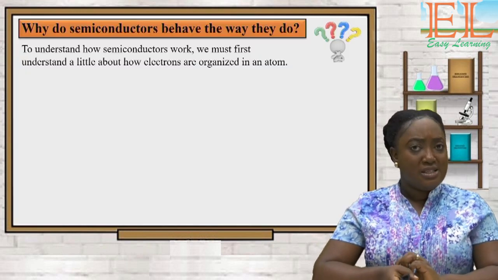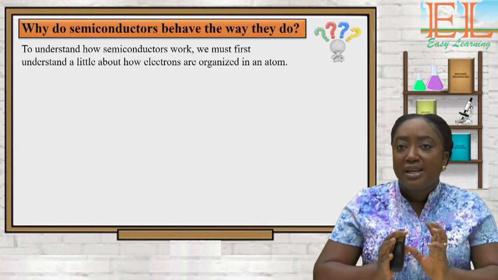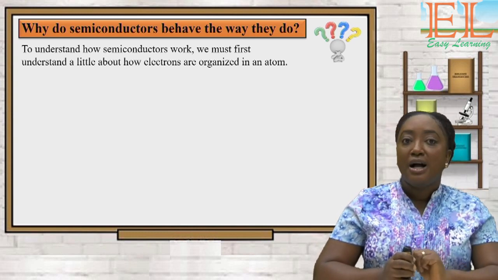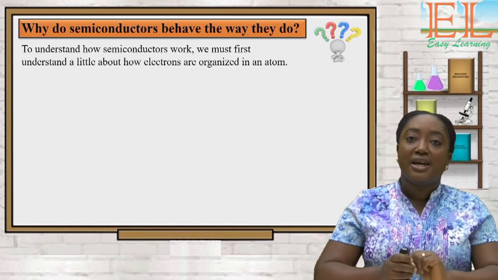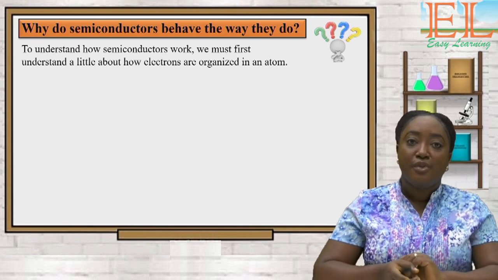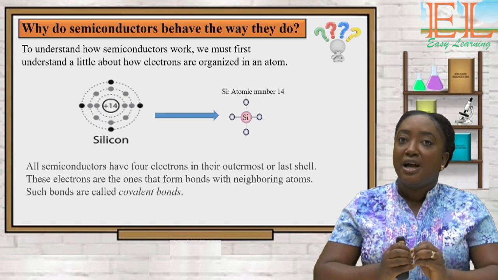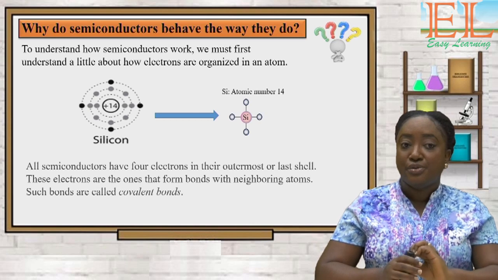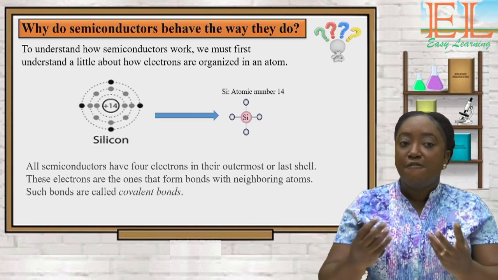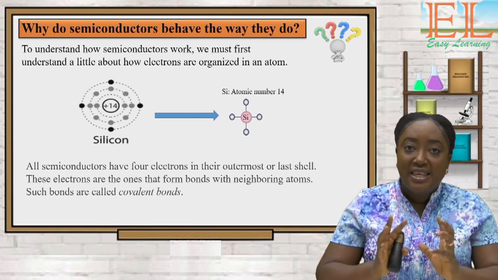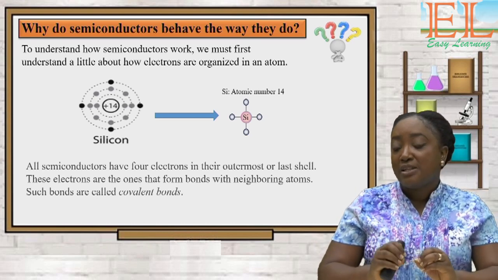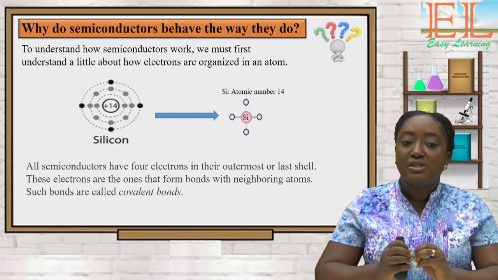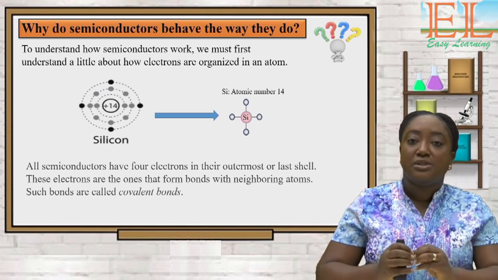Why do semiconductors behave the way they do? To understand how semiconductors work, we must first understand a little about how electrons are organized in an atom. All semiconductors have 4 electrons in their outermost or last shell. We call these electrons valence electrons. These electrons are the ones that form bonds with neighboring atoms. These bonds are called covalent bonds.